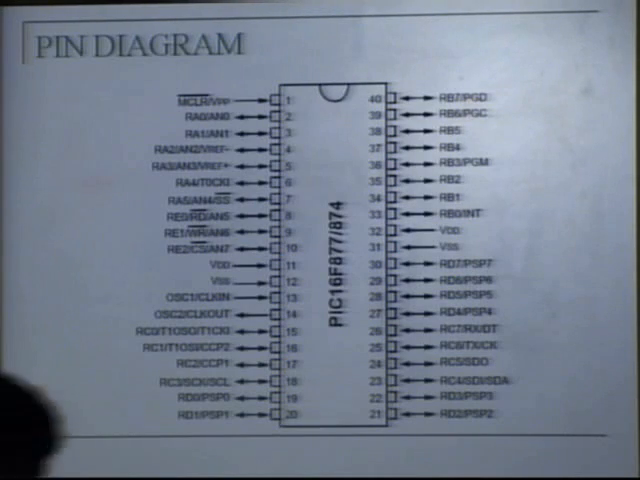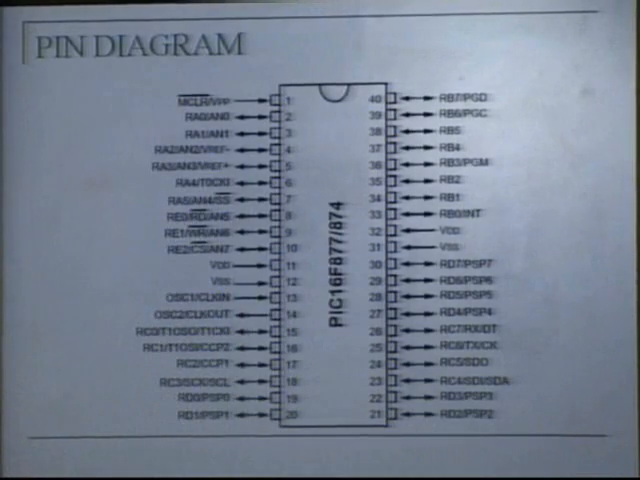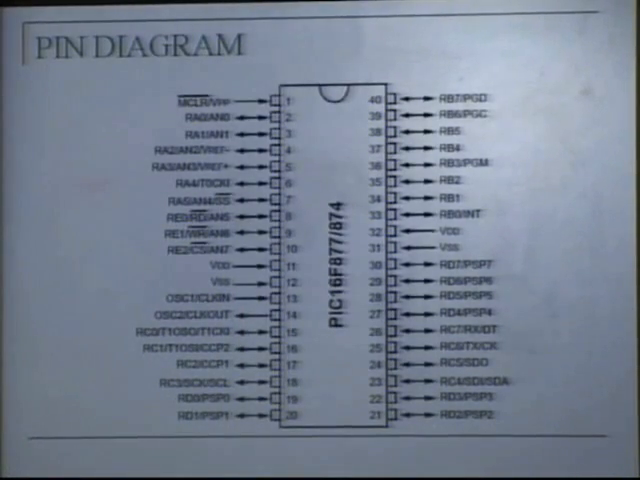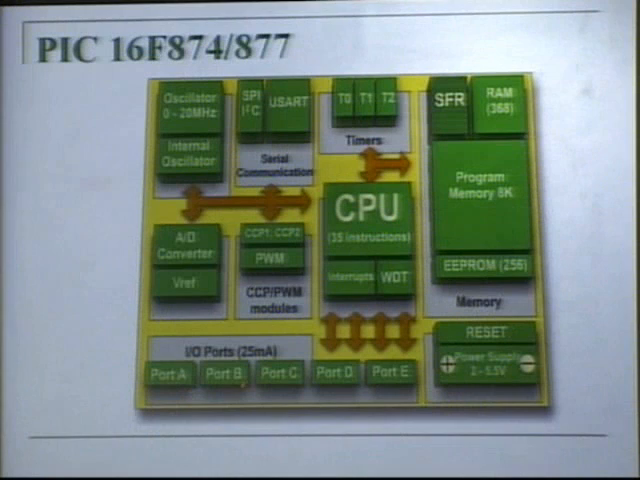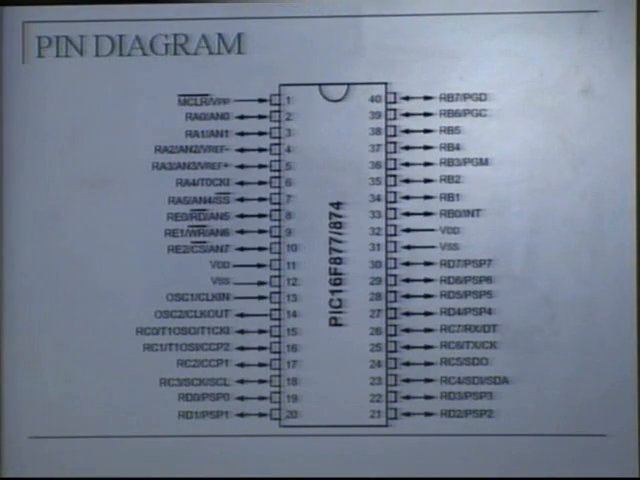And these are the ports. In this PIC you are having 5 ports. Here you had seen, no? Port A, port B, port C, port D, port E. So what is meant by port? It is a collection of pins. And these pins are belonging to port B. These pins are belonging to port A. These are belonging to port C. These are belonging to port D.